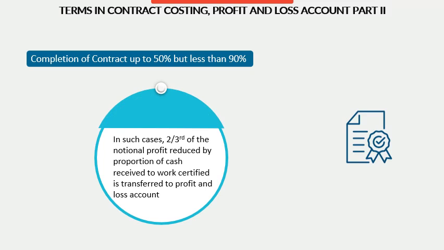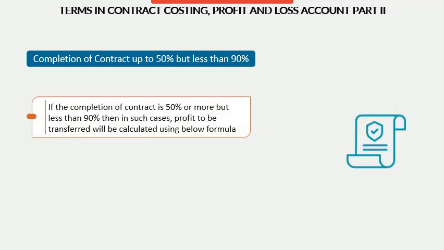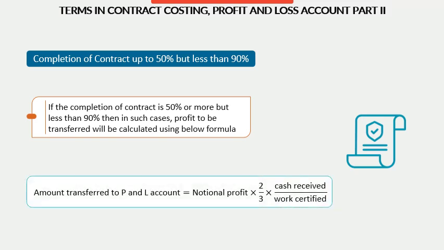In such cases, 2/3 of the notional profit reduced by the proportion of cash received to work certified is transferred to profit and loss account. If the completion of contract is 50% or more but less than 90%, then in such cases, the profit to be transferred will be calculated using the below formula. Amount transferred to P&L account equals notional profit multiplied by 2/3 multiplied by cash received divided by work certified.